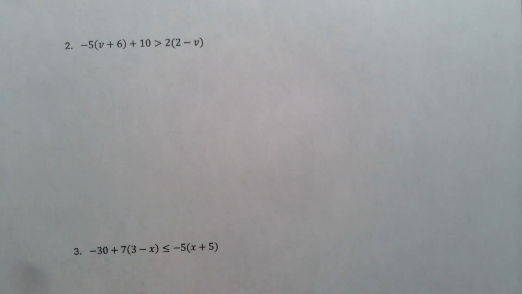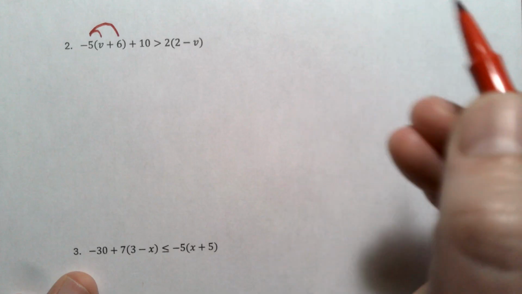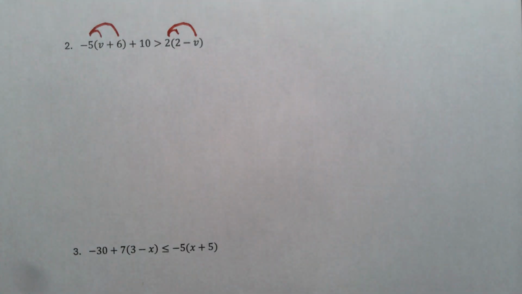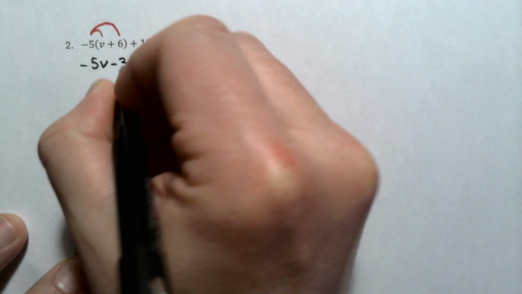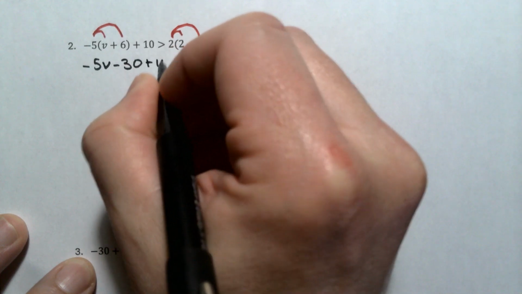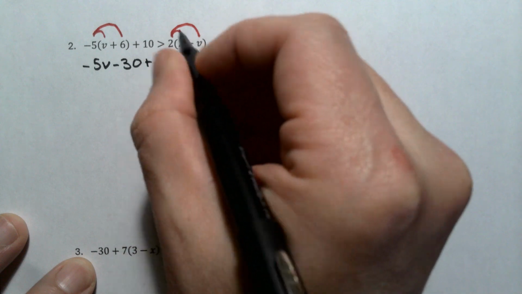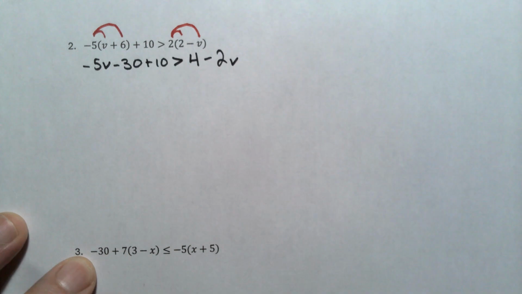So I've got negative 5 times v plus 6, and then plus 10, and then it's greater than 2 times 2 minus v. First, I'm going to distribute the negative 5 to that parentheses, and then I'm also going to distribute the 2 to that parentheses. So negative 5 times v is negative 5v. Negative 5 times 6 is negative 30. Here's the plus 10. And then it's still greater than, and then distribute the 2. 2 times 2 is 4, and then 2 times negative v is negative 2v.